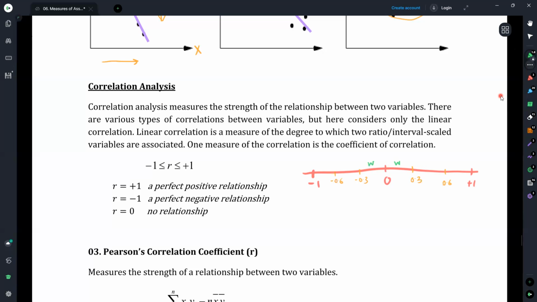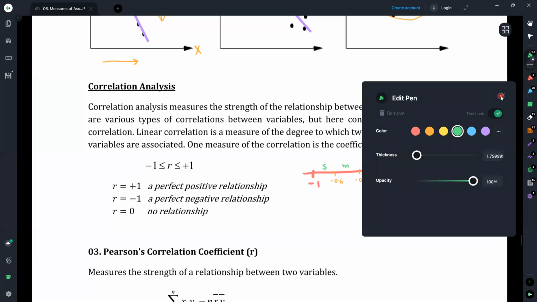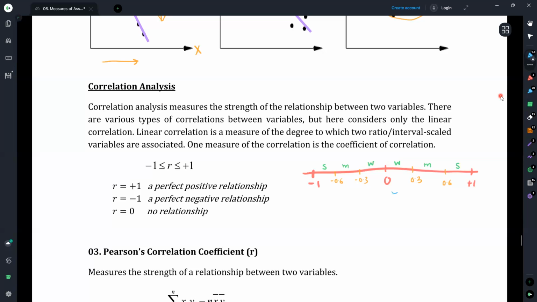If it is from 0.3 to 0.6, then we have a moderate relationship. It is the same for the negative region from -0.3 to -0.6. And if the value of the correlation coefficient is from 0.6 to 1, we can say that it is a strong relationship, and it is the same for the negative direction as well. Apart from this, based on the sign, 0 to 1 and 0 to -1, we have marked them as positive and negative respectively.